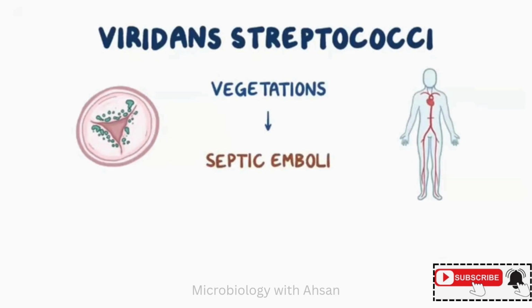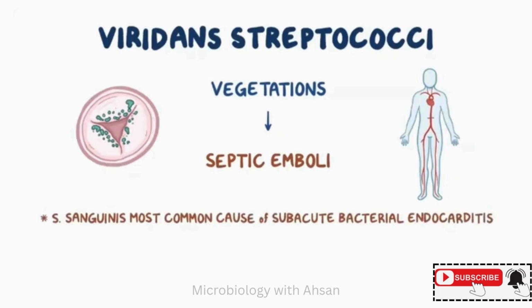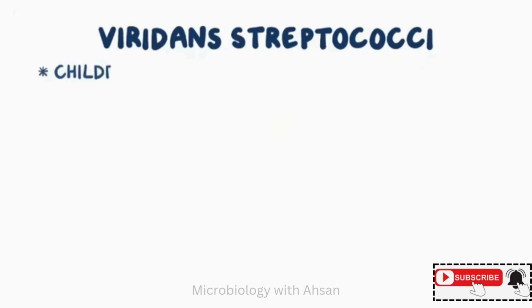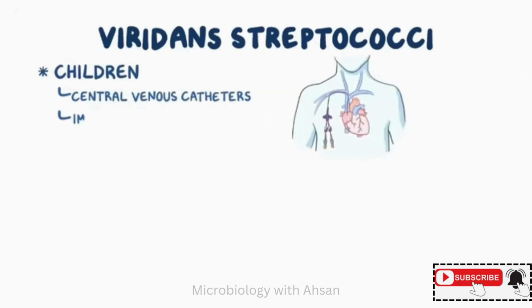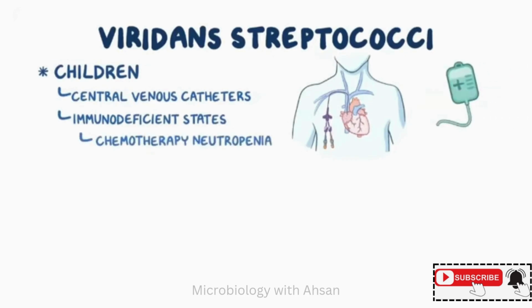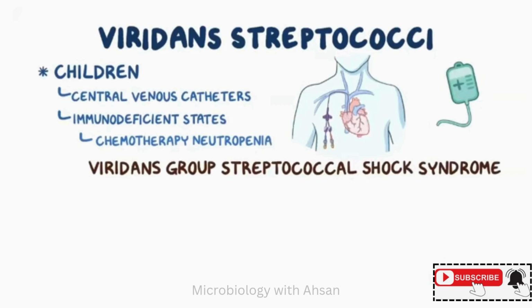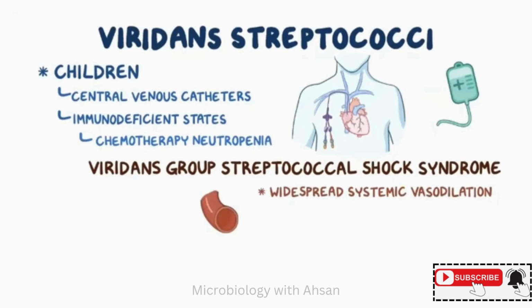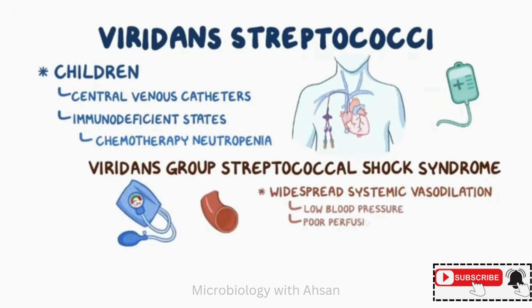In fact, Viridans Streptococci, especially Streptococcus sanguinis, are the most common cause of subacute bacterial endocarditis in both adults and children. Children with central venous catheters, or immunodeficient states, like neutropenia in the context of chemotherapy, are especially at risk. A particular complication in children is Viridans group streptococcal syndrome, a toxic shock-like syndrome characterized by widespread systemic vasodilation, which leads to low blood pressure and poor perfusion of vital organs.